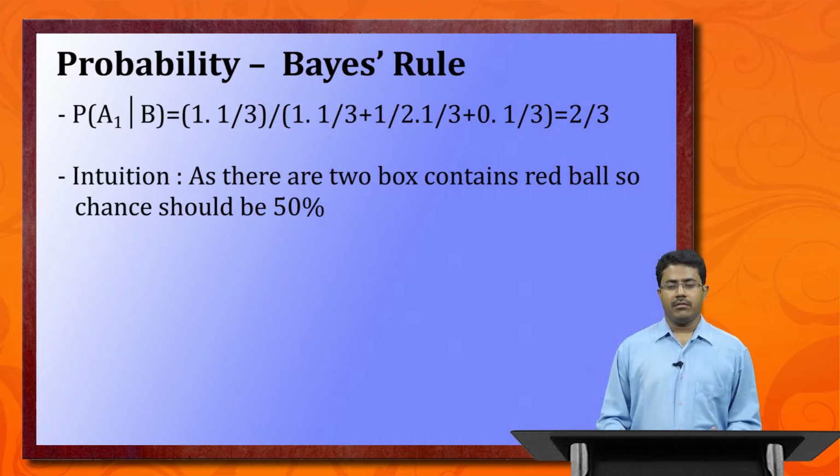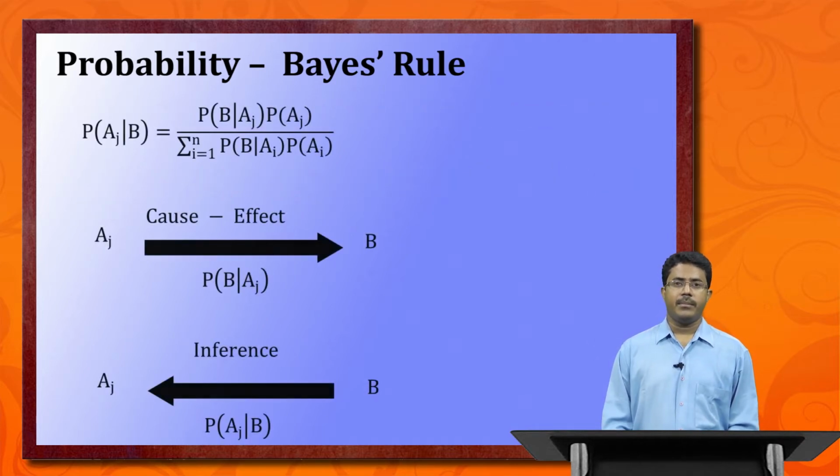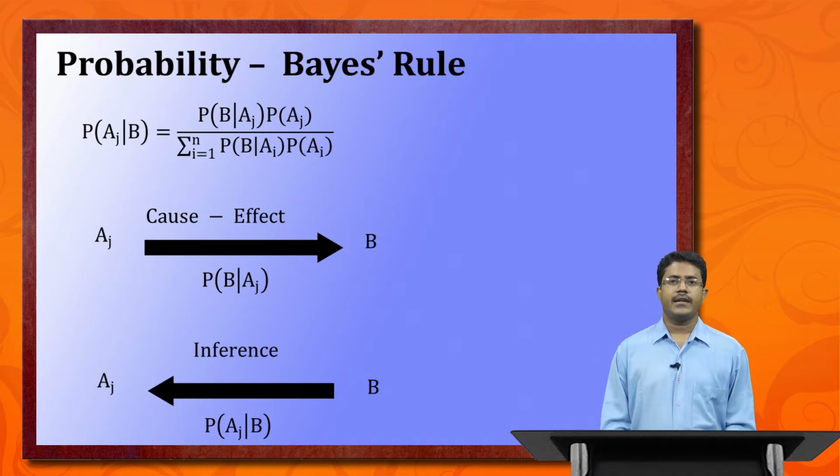So what does Bayes rule physically mean? We try to explain that. Suppose event A, and event B has already occurred, and we try to find the probability of Aj. So it is like cause and effect. The cause is Aj and the effect is B. So we will get P(B|Aj). In that case, we get the cause and effect.